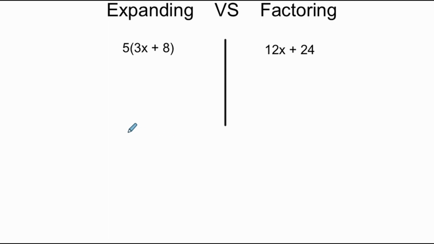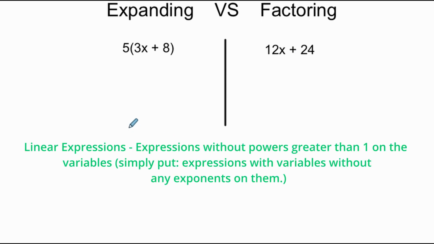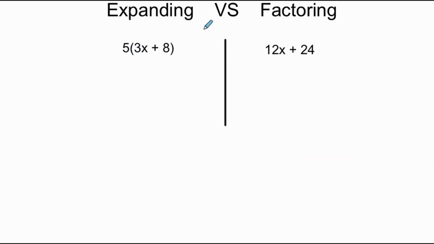Now, what are linear expressions really quickly? Linear expressions are any expressions without any exponents next to the variables. They don't have an exponent. In this case, you simply have the x without an exponent on top. So these two are linear expressions. Now let's focus on expanding first.